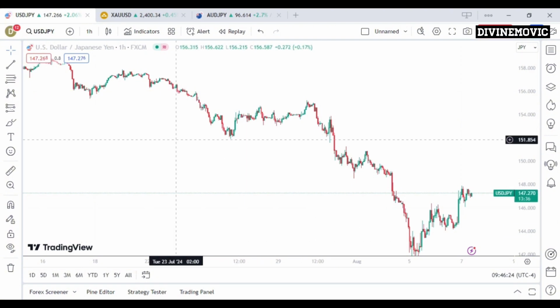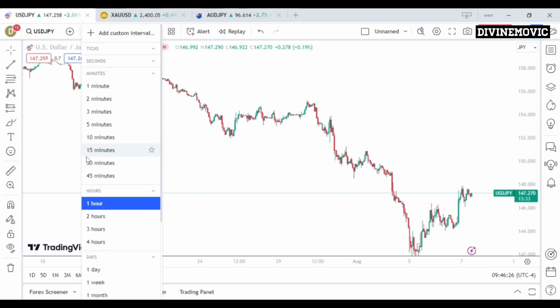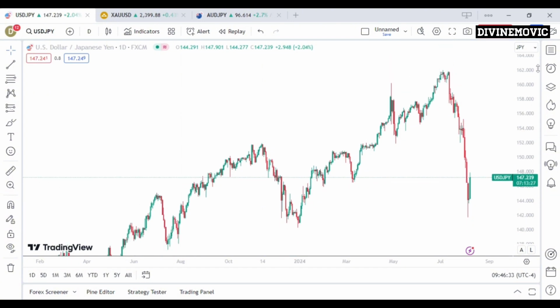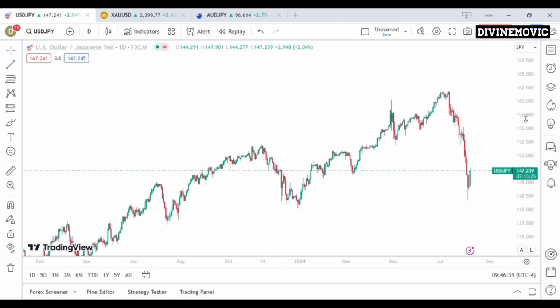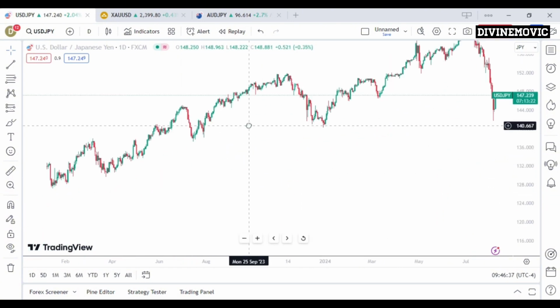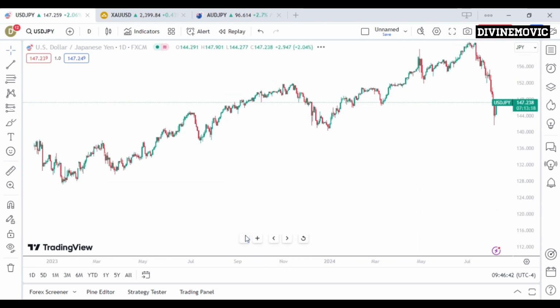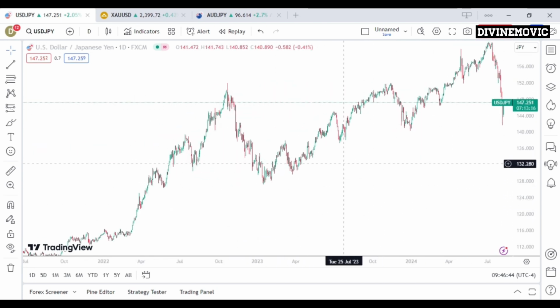So what I'm basically going to do is go to the daily time frame, which I use as the higher time frame for me to understand where the market is going and identify the key levels in the market. On the daily time frame, I simply want to understand what price is doing and where price is heading. To do that, I want to use my trend line to understand where the support is and where the resistance is.